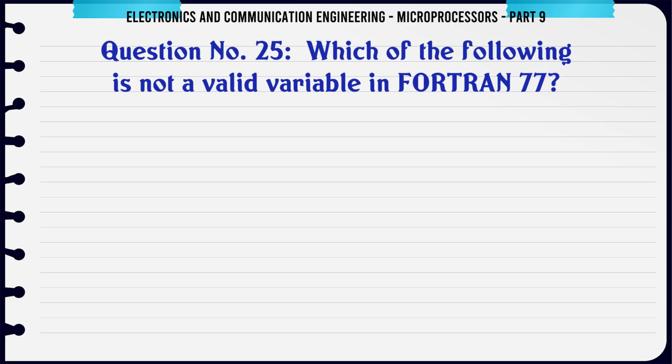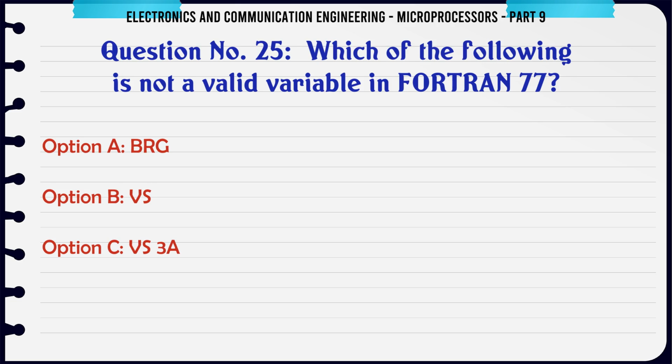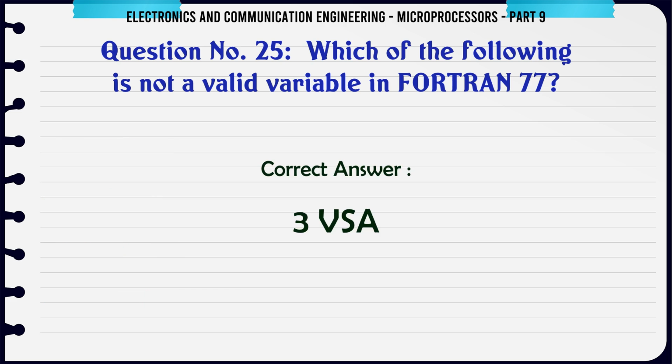Which of the following is not a valid variable in Fortran 77? A. BRG, B. versus, C. versus 3A, D. 3 VSA. The correct answer is 3 VSA.